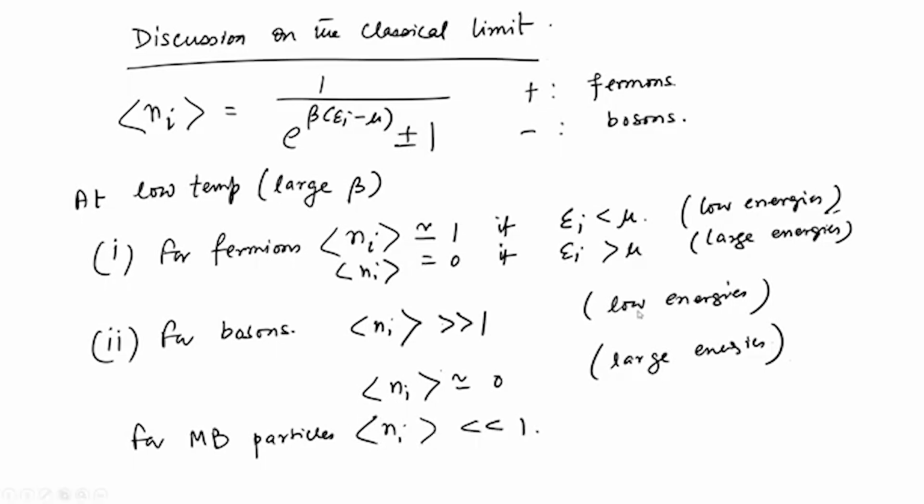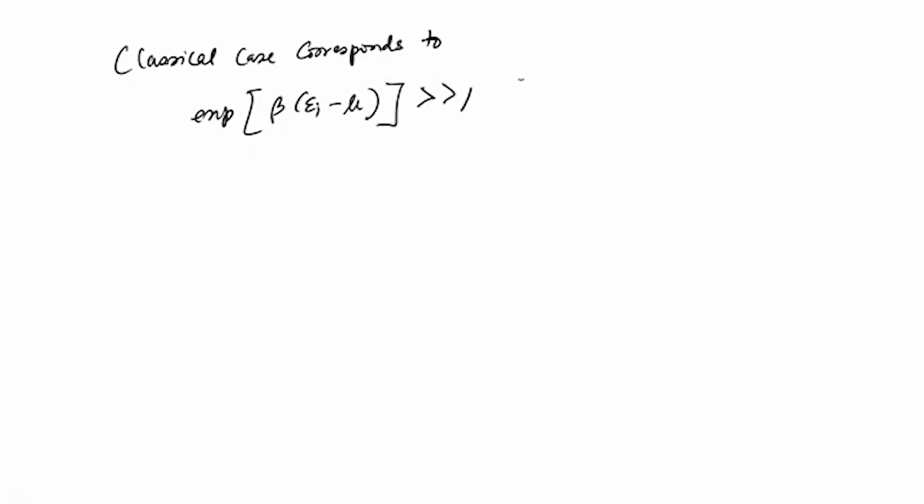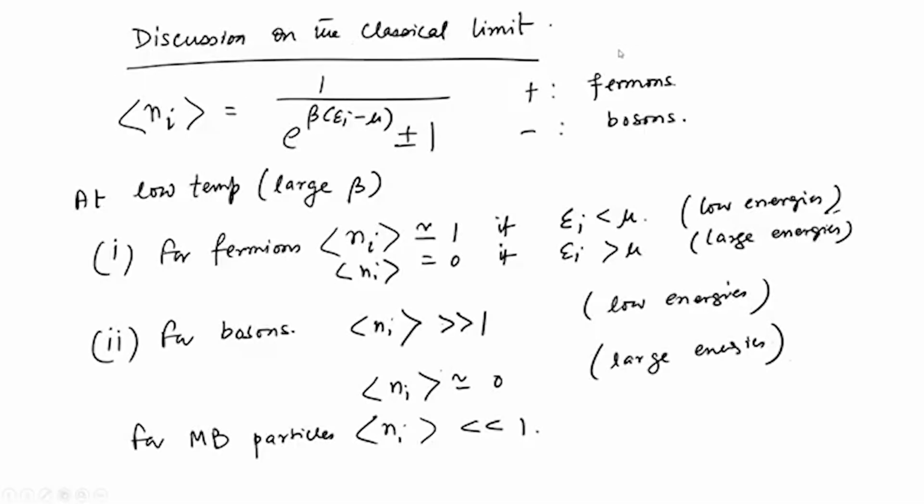So, the classical case corresponds to exponential of beta epsilon_i minus mu being much greater than 1 for all i, because it is only in that case that the 1 in the denominator won't matter. The first term would be much greater than the second term, and then we can go back to the classical distribution.